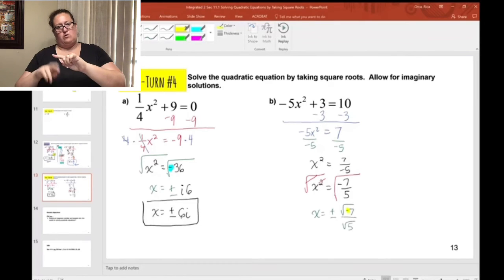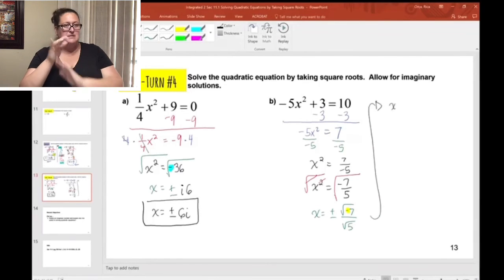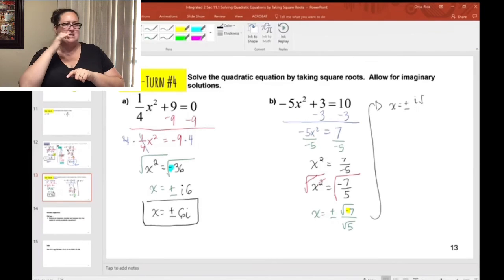We have the negative under the radical. Remember class, that's going to turn into i. So x equals plus or minus i. And we can't simplify the square root of 7 because it's not a perfect square, so we'll leave it as the square root of 7 over the square root of 5.